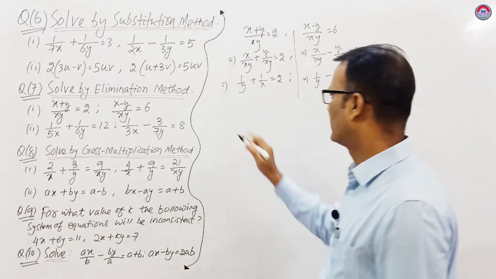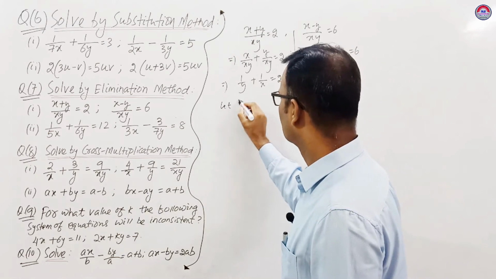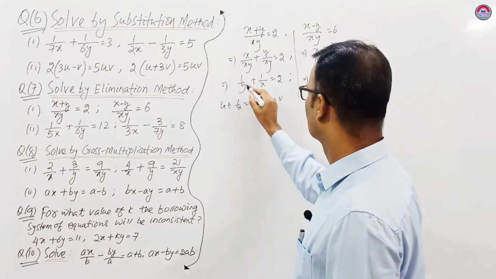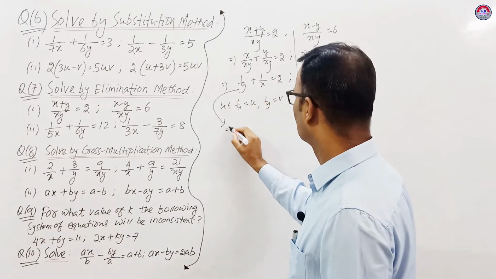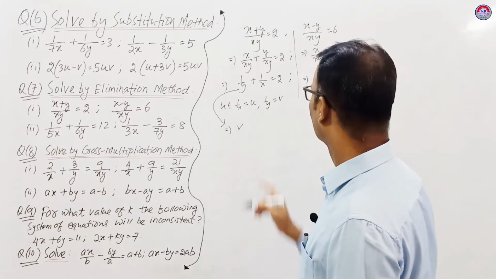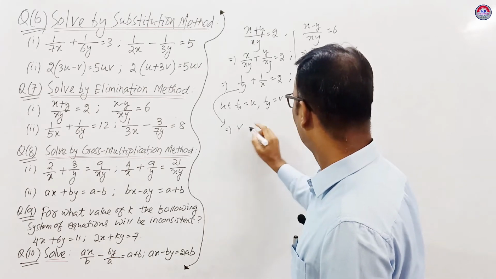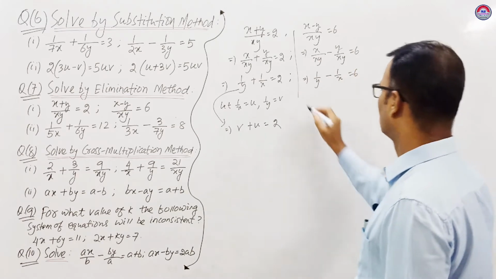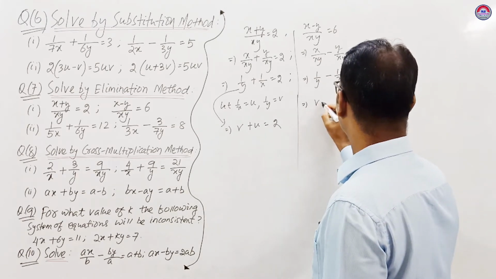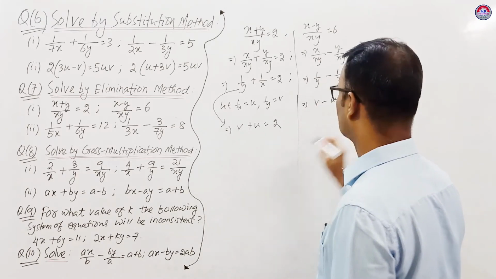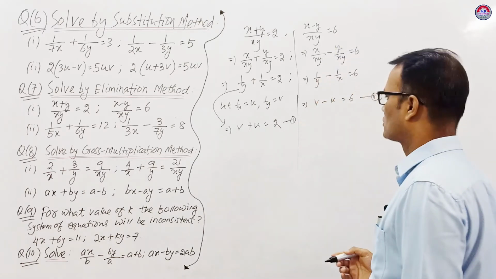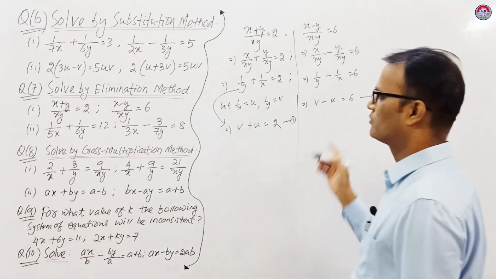Now we can take, let 1 by x equal to u and 1 by y equal to v. So this equation becomes v plus u is equal to 2. This one v minus u equal to 6. Now this is equation 1, this is equation 2. Solving equation 1 and 2, you can solve this one.